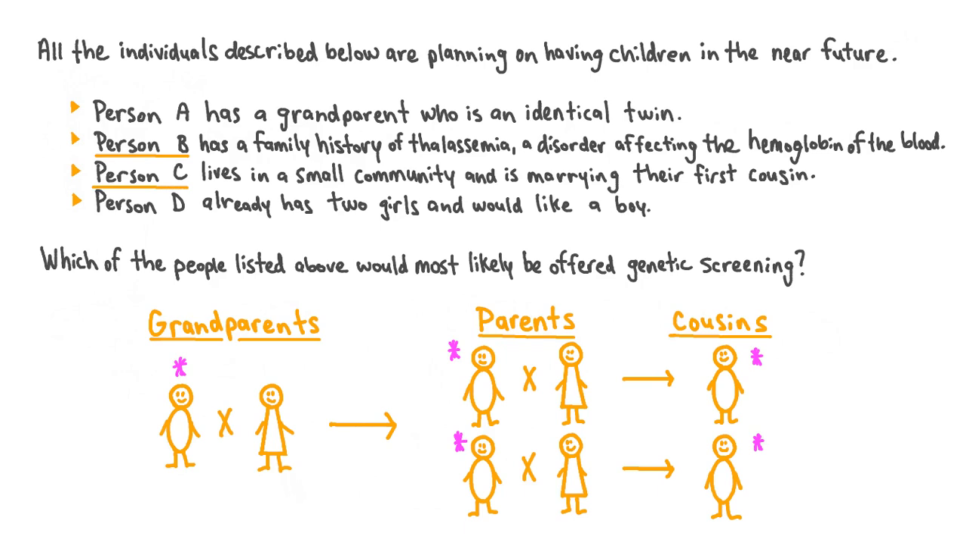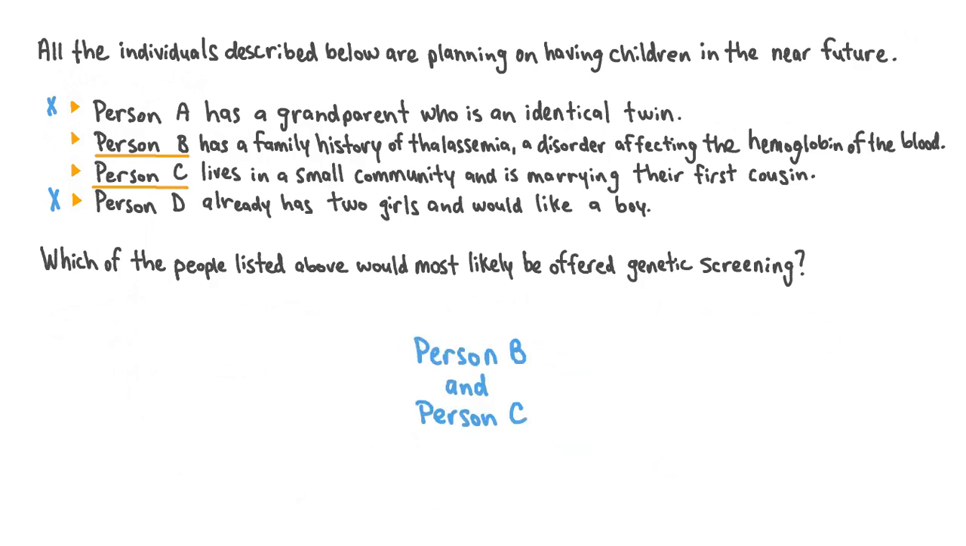Genetic screening is only offered to those who are at risk of passing on genetic diseases to their offspring. This helps prevent the spread of disease and allows parents to prepare themselves mentally, physically, and financially for having a child with a genetic disorder. It is not offered to people who would like to choose the sex of their child. So we can exclude person D. And we can also exclude person A, as genetic screening will not be offered to people who are expecting or who would like twins. So the correct answer to which people would be offered genetic screening is person B and person C.